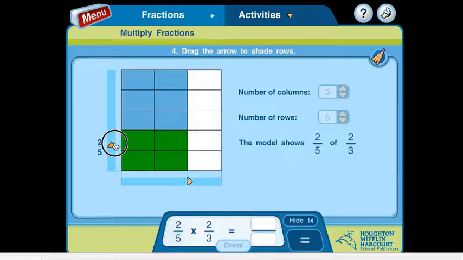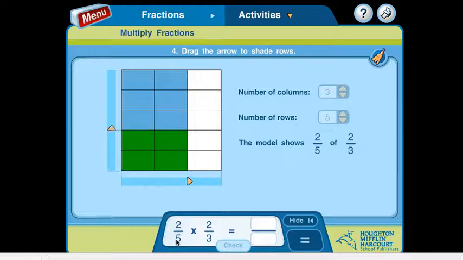Now, when I go ahead and take a peek at my shading, I'm going to see that 2/5 multiplied by 2/3 would give me 1, 2, 3, 4, which are shaded, out of how many total? Well, that is 1, 2, 3, 4, 5, 6, 7, 8, 9, 10, 11, 12, 13, 14, 15.